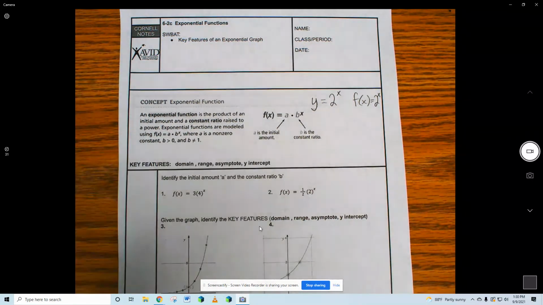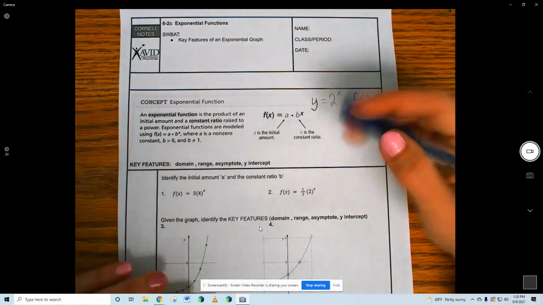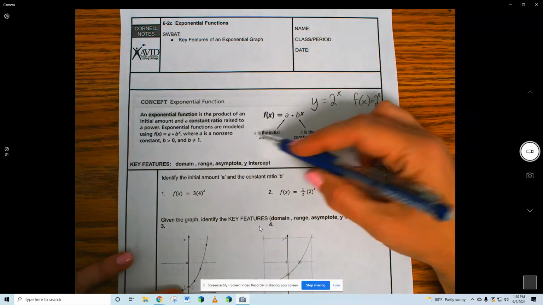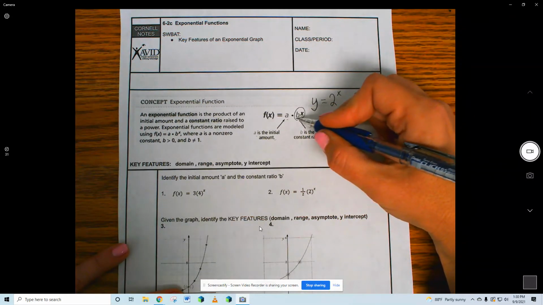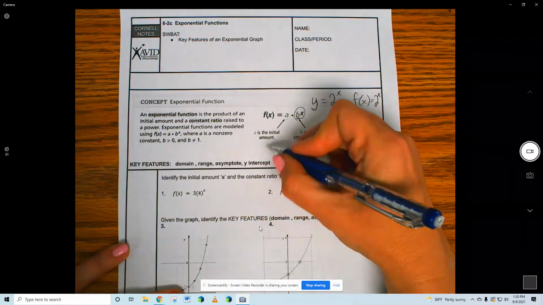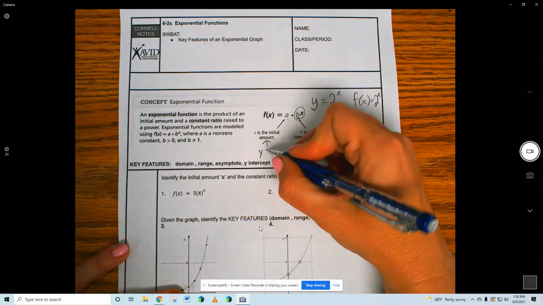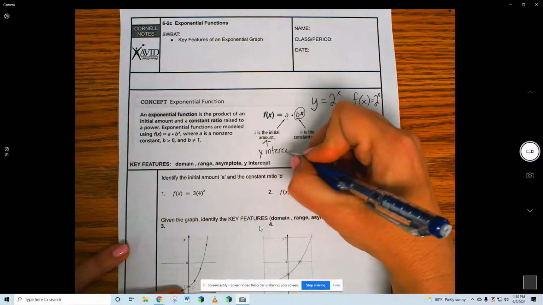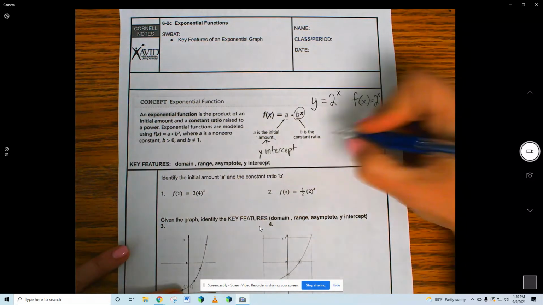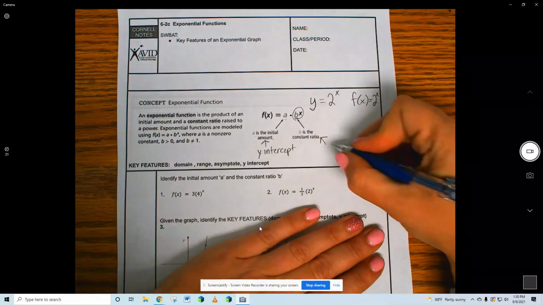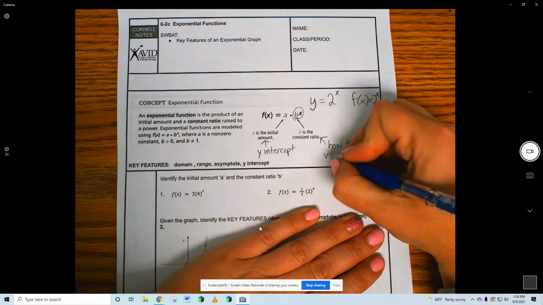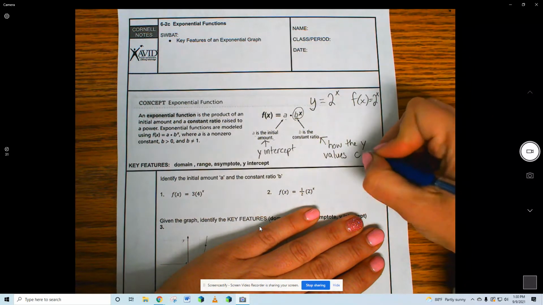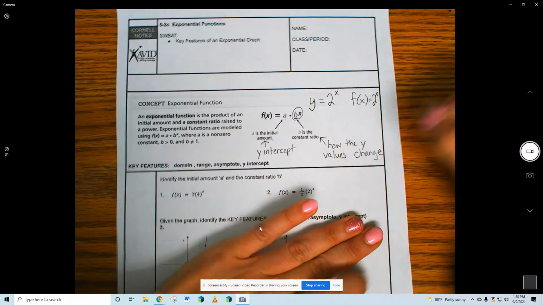So today I'm actually going to put another number in front. A is the initial amount, and then this is the base and the exponent. The initial amount is also called the y-intercept. And the b is how the y values change. Okay?